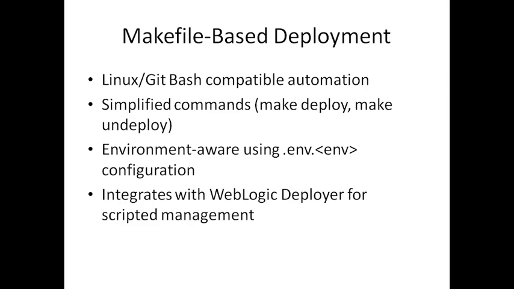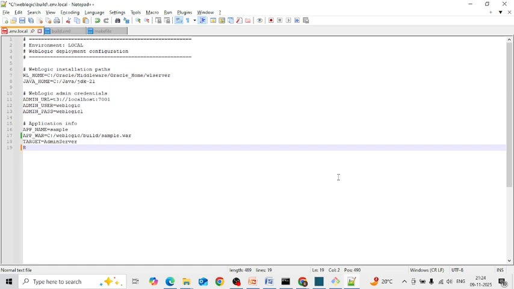Okay. Now let me continue and see how the deployment works. This is the env.local. So basically, this is how the property file looks. If you see, the WebLogic, this is local. So each environment will have different env properties. For example, env.dev, env.qa, env.preprod, and env.production. So each environment will have its own properties.